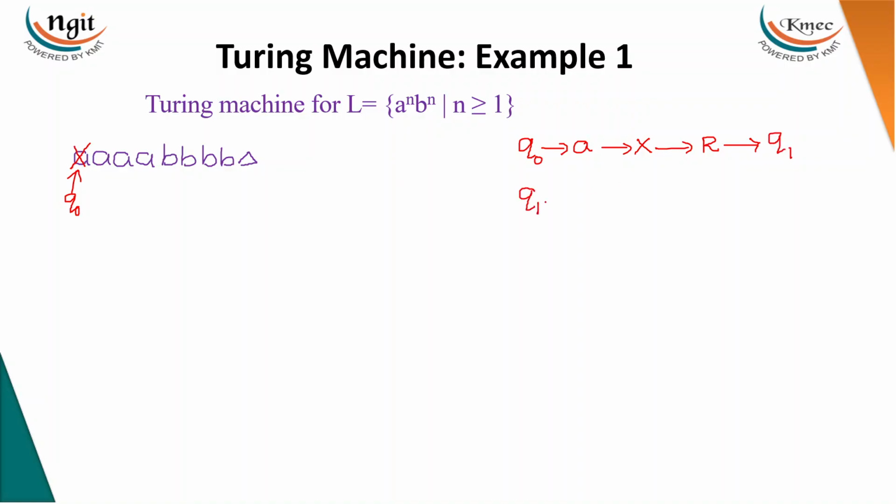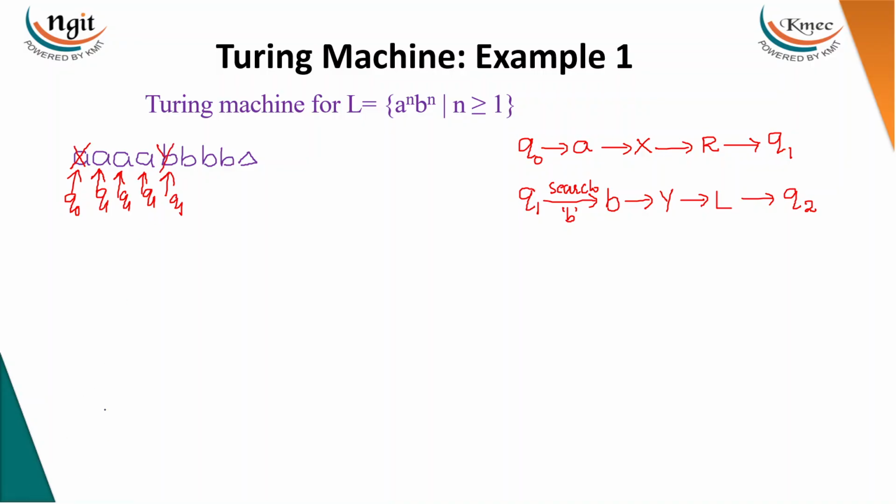Then Q1 will search for B. That is its task. So after changing A to X, we give the task to Q1. On Q1 reading A, don't do anything, just keep moving right. Q1 was intended to search for B, and when it gets the B, change it to Y, then move left and hand over the task to Q2. So change the B to Y and move left.